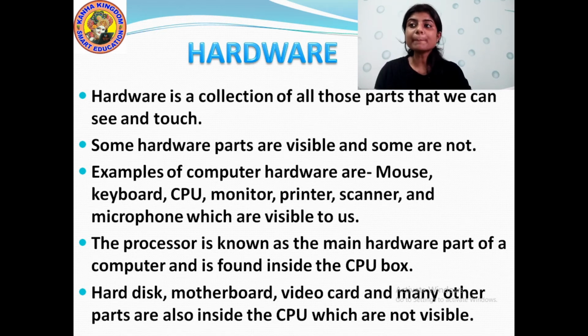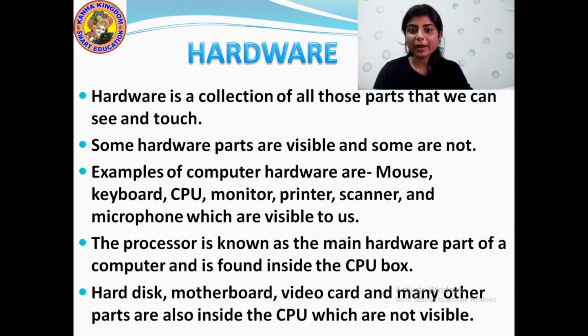Okay, these are some processors which is situated inside the CPU, central processing unit. The box-like structure is called as CPU and these are some hardware parts like hard disks, motherboard, video card and many other parts are also inside the CPU which are not visible, but they are the hardware of the computer system.